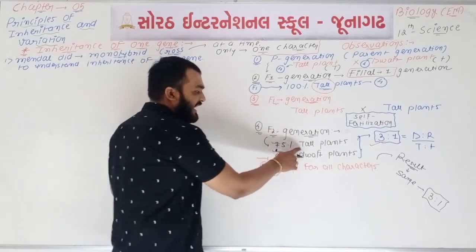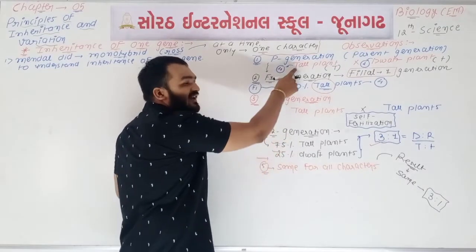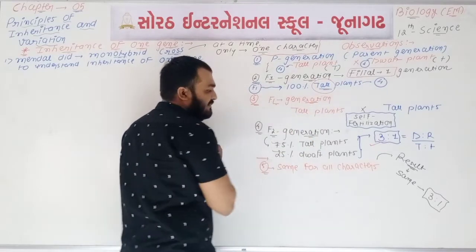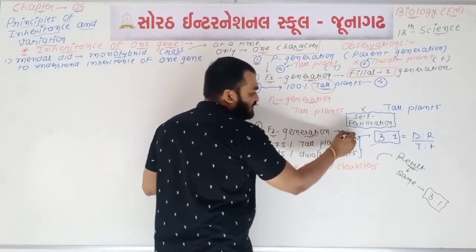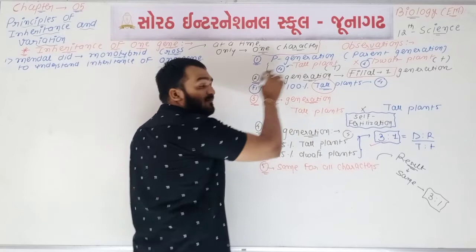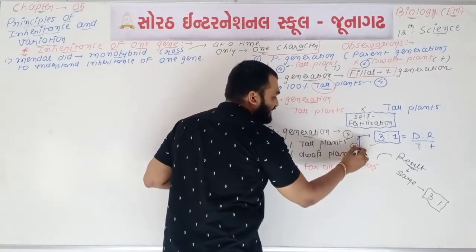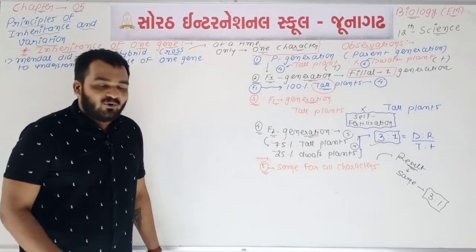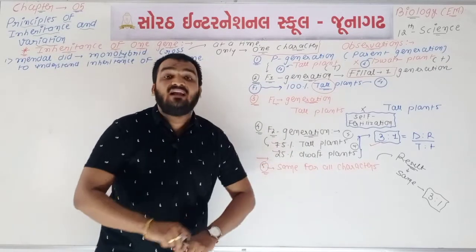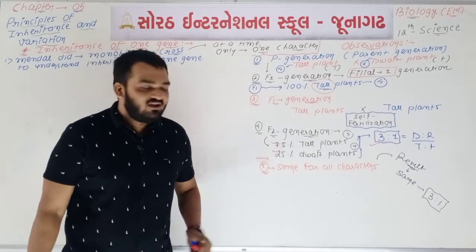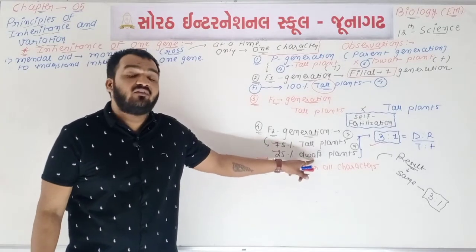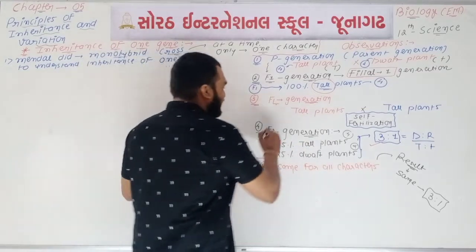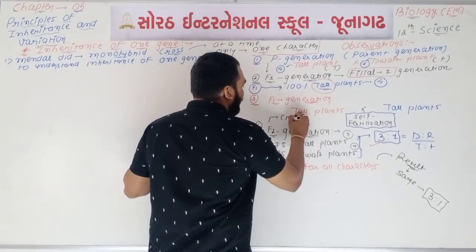This tall plant is as similar as its parent, and this dwarf plant is as similar as its parent. It means the height of this tall plant is 4 feet like the P generation, and the height of this dwarf plant is 2 feet like its parent. And the important thing is that there is no blending, there is no mixing of character. The height is not 3 feet or 2.5 feet or 3.5 feet. So you will remember in F2 generation there is no mixing.